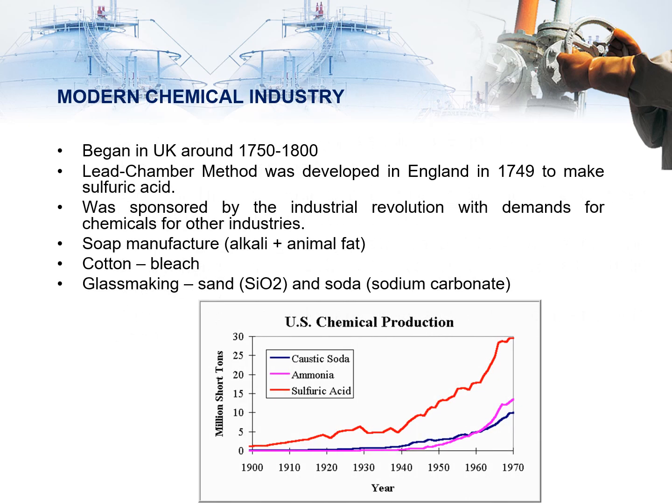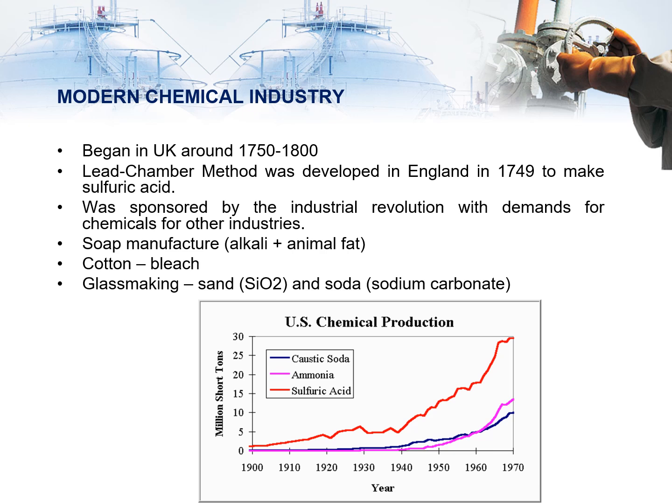When we talk about the modern chemical industry, it began in the UK around 1750 to 1800. Some of the methods that were used or developed were in England. In 1749, there was the lead chamber method, which was used in the production of sulfuric acid. It was sponsored by the industrial revolution because a lot of chemicals were demanded by industries, and it led to the development of the modern chemical industry. They made soap from alkali and animal fats. They made cotton bleach, and they made glass from sand, that's silicon dioxide, and sodium.